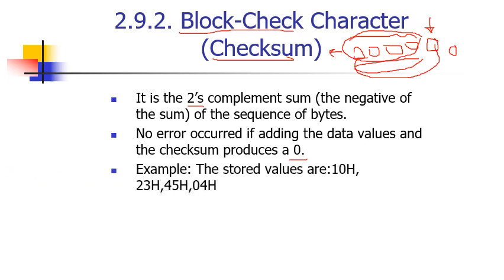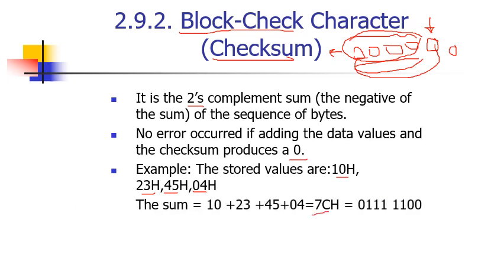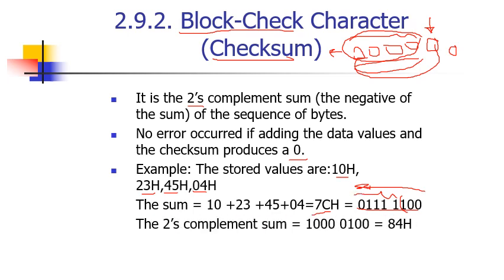For example, if you're sending these 4 bytes sequentially, 10, 23, 45, 04, you sum them up, you get 7C hexadecimal, or this is in binary. You do the two's complement. Two's complement, you go from the least significant to the most significant. You leave the first one you meet, then you complement the rest. So this is now your two's complement.